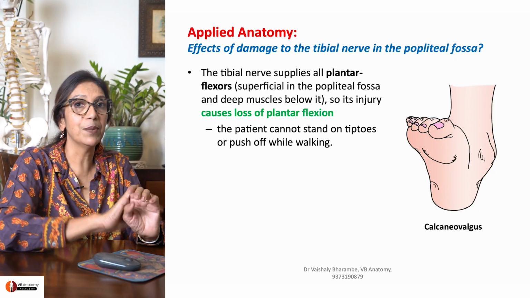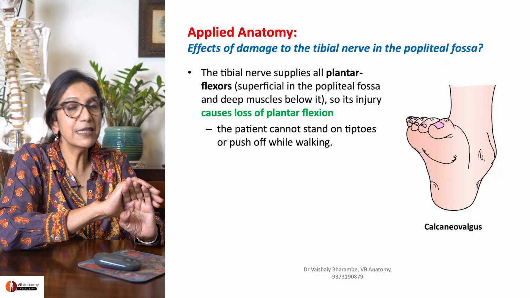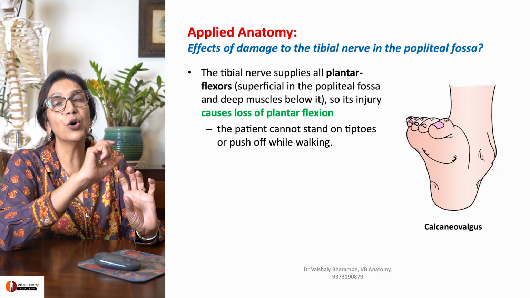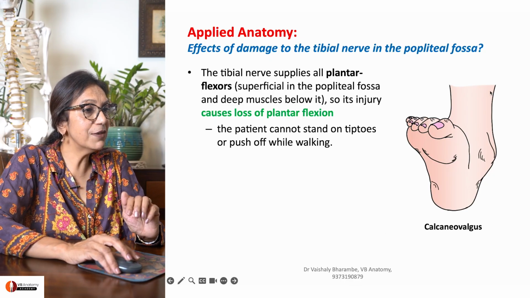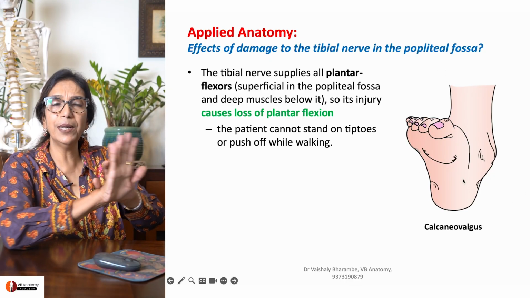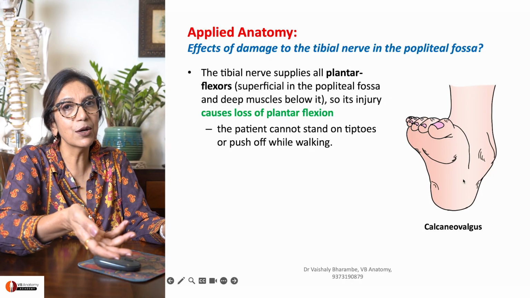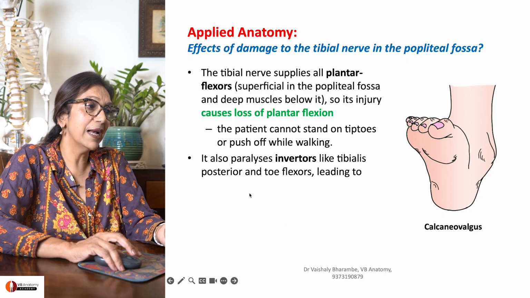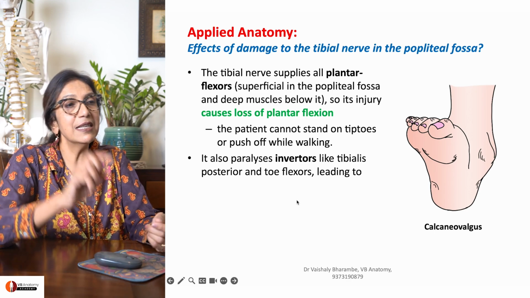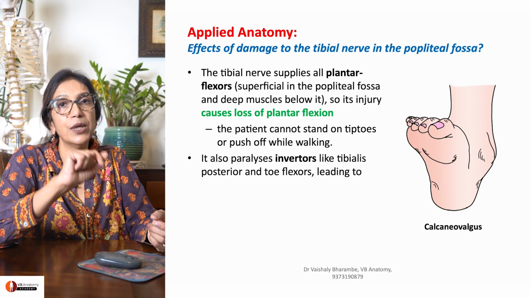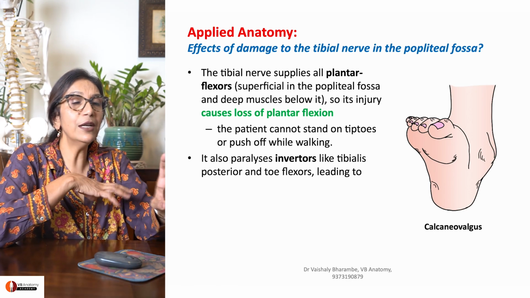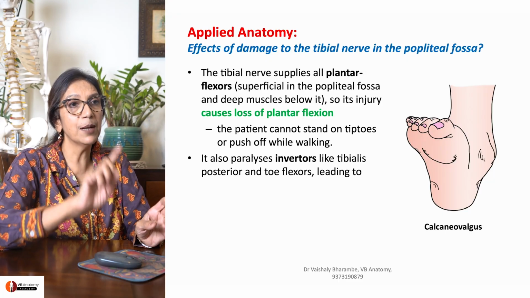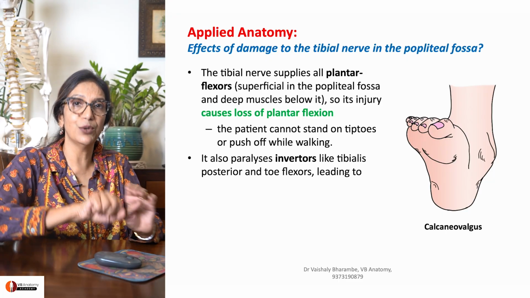Now let's see what happens. No plantar flexor supply. So what will the patient have? Patient will have deep dorsiflexion. So see, the patient will come with this kind of a foot, acutely dorsiflexed. Plantar flexors are gone. It also appears that it paralyzes the inverters. See, tibialis posterior is an inverter of your foot. So now that your inverter is gone, your everters come into play. So the patient comes with dorsiflexed and everted foot.